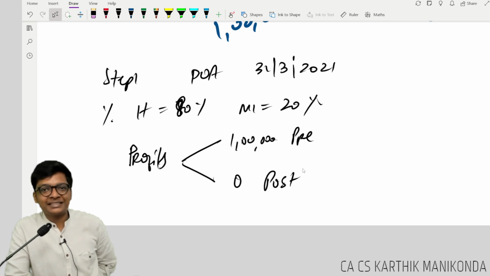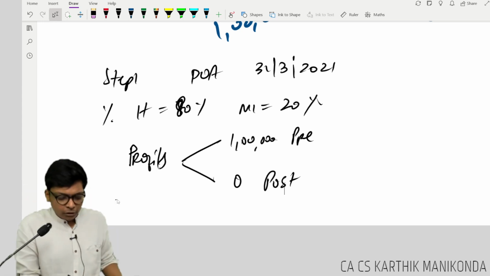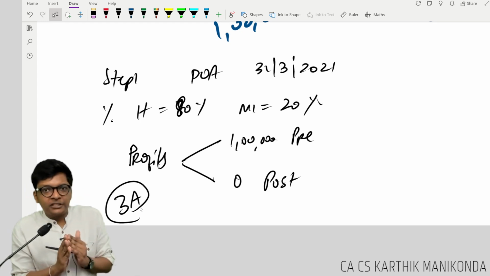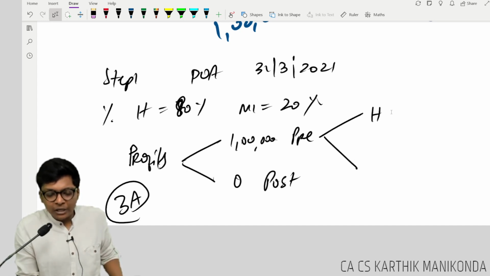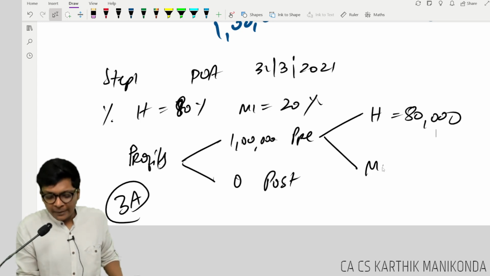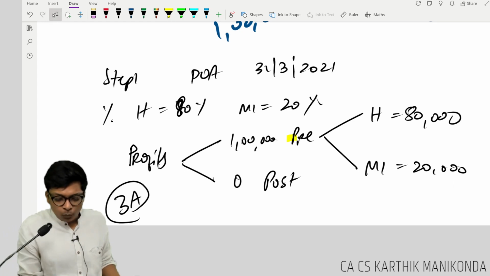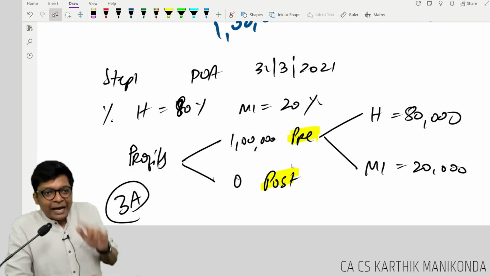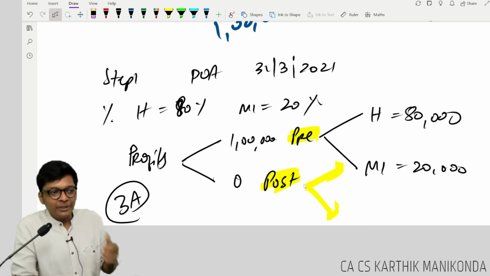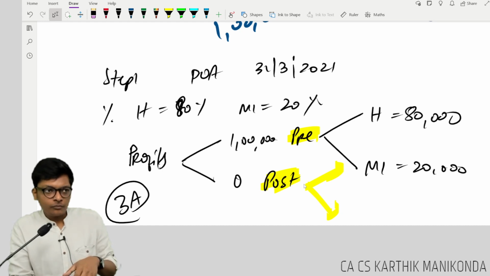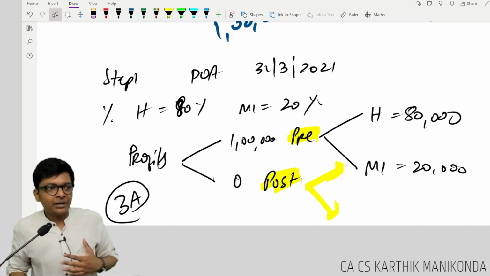Now, once you analyze the profits as pre and post, within the same step number 3, I call it substep 3A. We call it substep 3A, splitting these profits, how much is for holding, how much is for minority. In this pre of 1 lakh, what is for holding? 80,000, 80%. What is for minority? 20,000. Are you following this up? I call this substep 3A. Once you find what is pre and post, in that pre, how much is holding, how much minority, and in that post, since it's 0, we don't split. Are you following up? Clear, guys? Basically splitting my pre and post for holding and minority. Are you understanding till here, everybody?